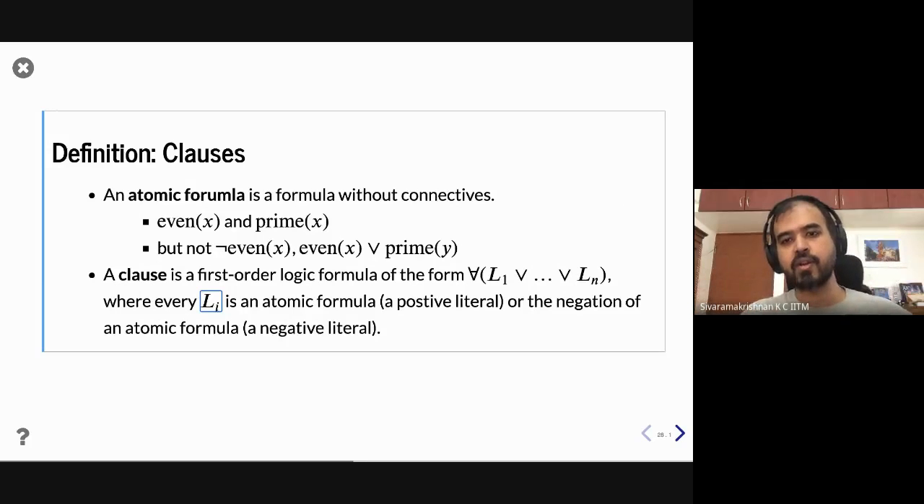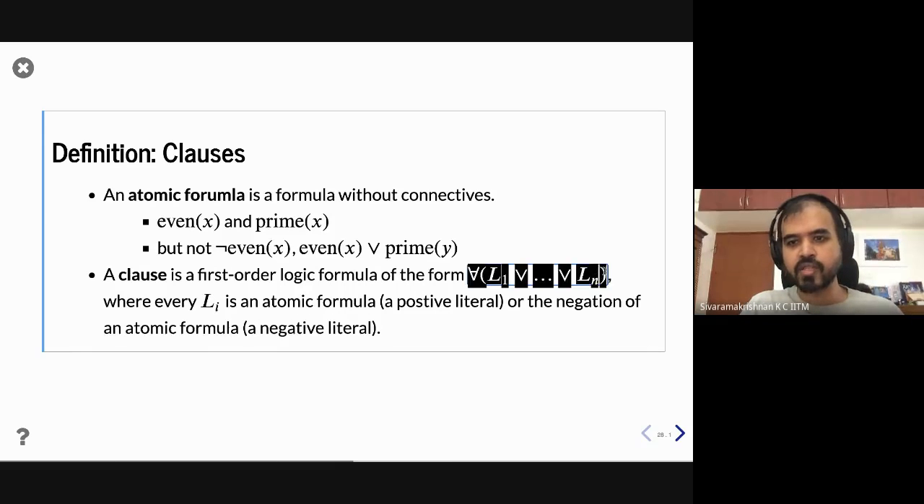Observe that this is a restriction of the formulas that you can construct, right? We restrict such that the for all quantifier appears on the outside. We don't have any existential quantifier in this construction, and the only connective that is allowed is disjunction of the Li's, where each Li is either a positive literal, an atomic formula, or a negative literal, a negation of an atomic formula. Okay, so these are known as clauses. Each one of these is known as a clause.